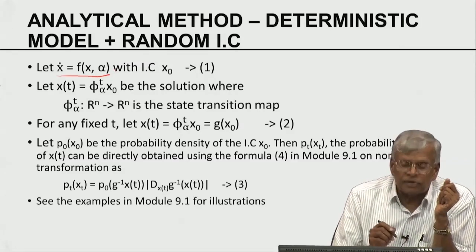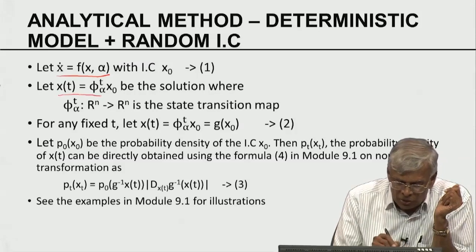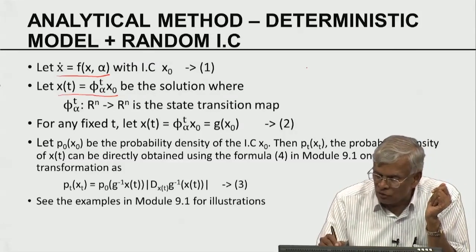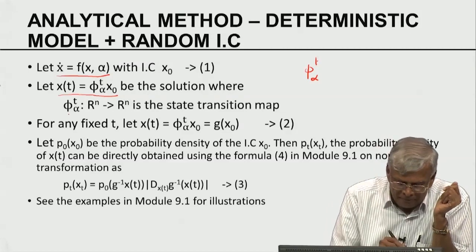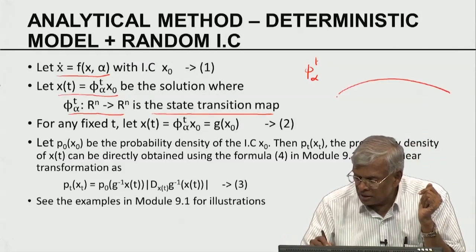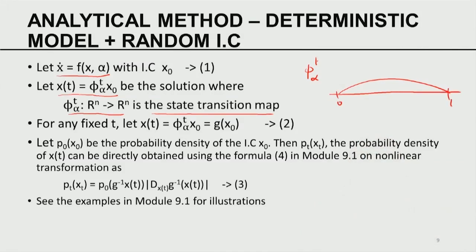If this is the differential equation, dynamical system theory tells you the solution at time t can be described in principle by a map. The map is phi t of alpha. The map maps R^n to R^n. This map is called the state transition map. This map relates the initial condition at t equal to 0 to the solution at t. So it relates x naught to x of t. Relating x of t directly to x naught is done by the use of a map. For a fixed t, the solution x of t is simply a function of x naught. So phi t of alpha of x naught can be relabeled as g of x naught.